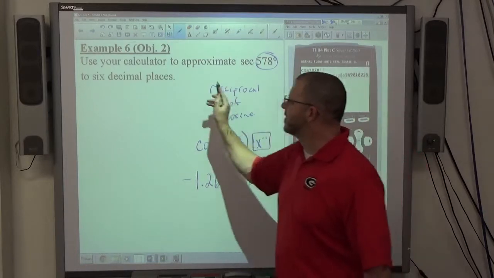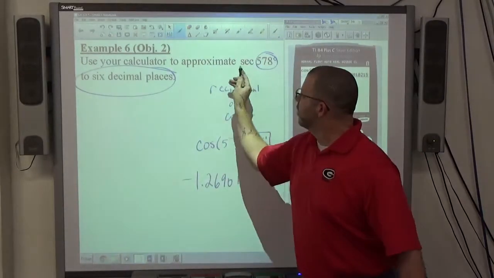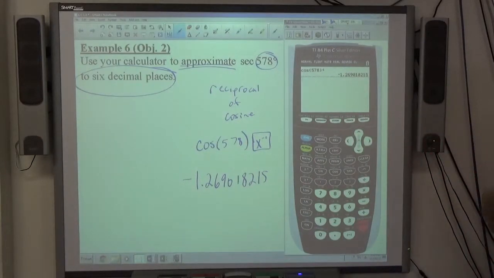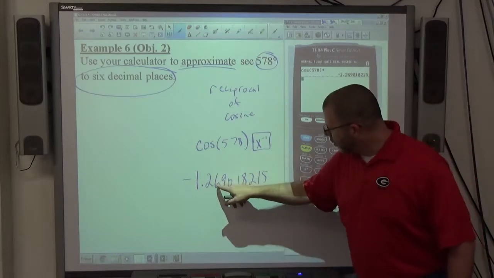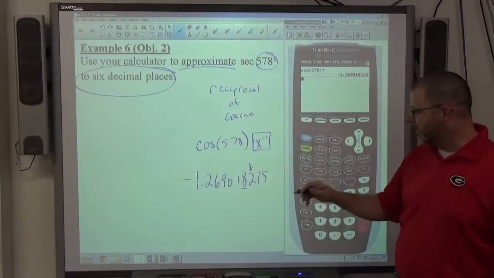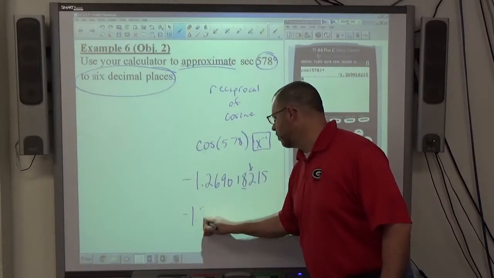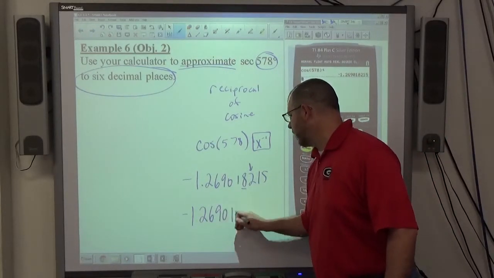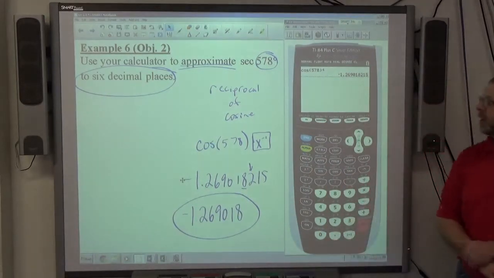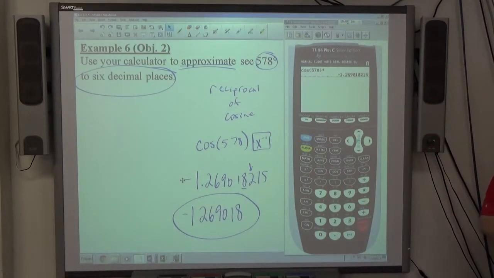And finally it says to 6 decimal places. And notice the word approximate here. So exact means the square root version. Approximate means to give me some decimals. And they specify how many decimal places. 1, 2, 3, 4, 5, 6 decimal places. And the 7th is a 2, so we keep the 8 the same. So negative 1.269018 would be the 6 decimal place approximation of the secant of 578 degrees.